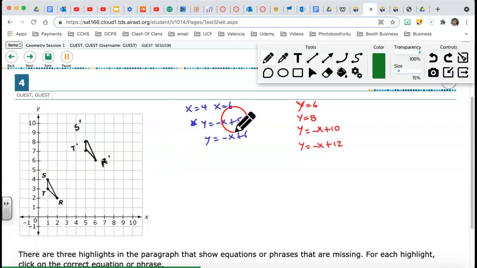Let's try the next one, negative x plus 5. My slope is negative 1, my y-intercept is 5. So negative 1 down, 1 to the right, 1 down, 1 to the right, 1 down, 1 to the right. So that's the line that I'm trying to draw. That's going to be the reflection across this line.